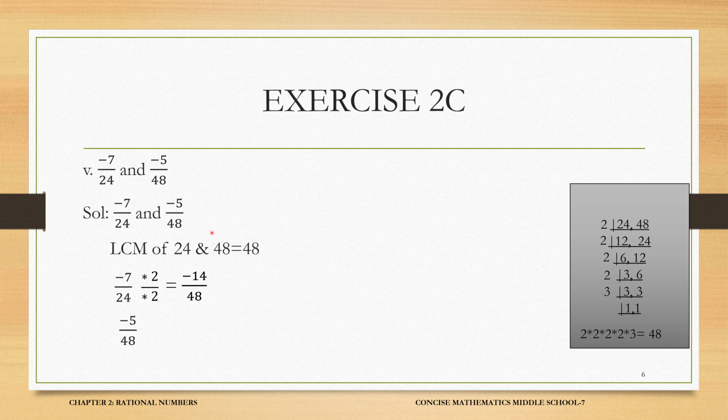Now just take the second rational number and here it is already 48. So you need to multiply it with 1. So it will be minus 5 by 48. The denominators are same here. So just put a plus sign and here you have to multiply this sign. Plus into minus will become minus. So minus 14 minus 5 by 48.